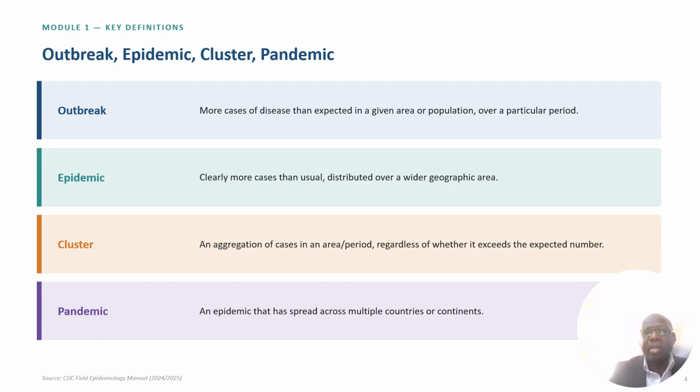When we go to clusters, we are also talking about cases, but here we talk about an aggregation of cases in an area or period, regardless of whether it exceeds the expected number or not. This is normally for rare cases, which could happen at the same time but have no link to each other. Like one case in city A, one case in city B, and another case in city C, but there is no link between the cases appearing in cities A, B, and C.